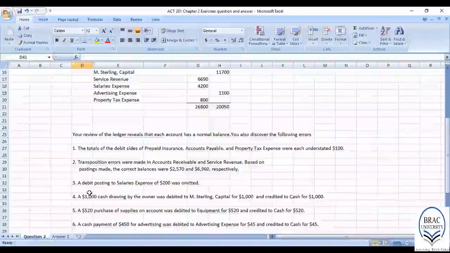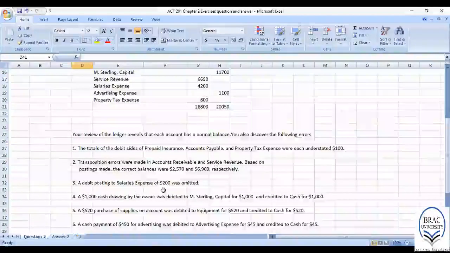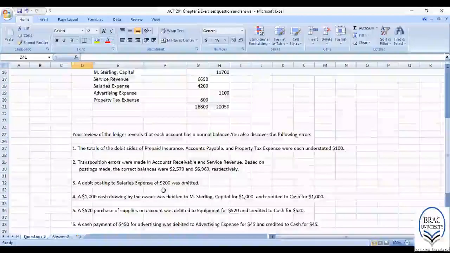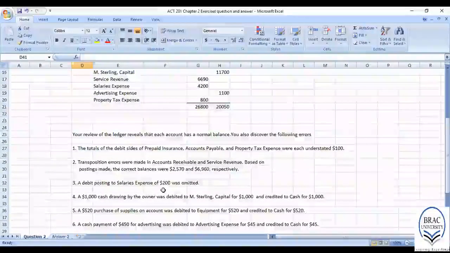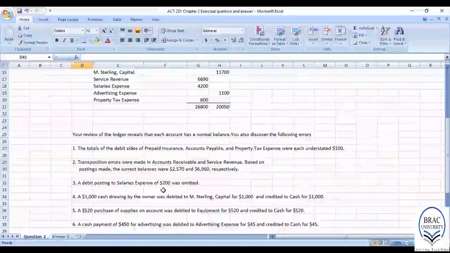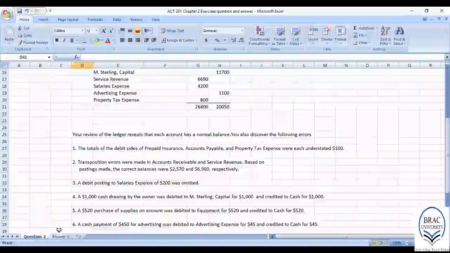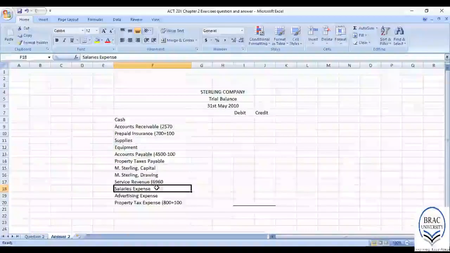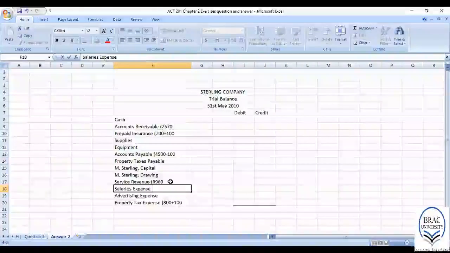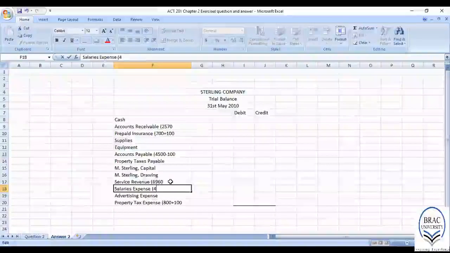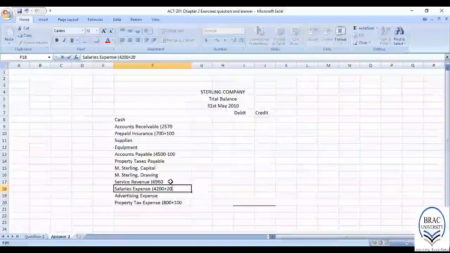Now let's look at our next issue. A debit posting of salary expense of $200 was omitted. That means this $200 was not posted in our salaries expense account. So let's input this information into our trial balance. Salaries expense has a previous balance of $4,200. Now we are adding another $200 over here.